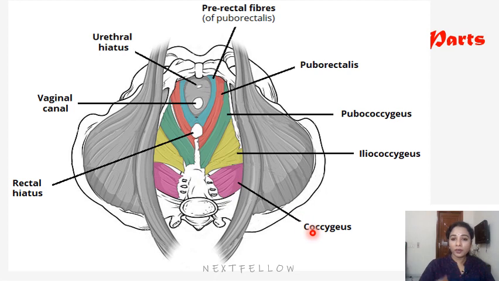So now we know levator ani has pubococcygeus and iliococcygeus. Pubococcygeus is further divided into pubourethralis, puboprostaticus, pubovaginalis and puborectalis. I hope you understood this. And iliococcygeus runs from the ilium to the coccyx, and also the inner surface of the sacrum. Then coccygeus, called ischio-coccygeus, runs from the ischial spine and inserts into the sacrum and coccyx.